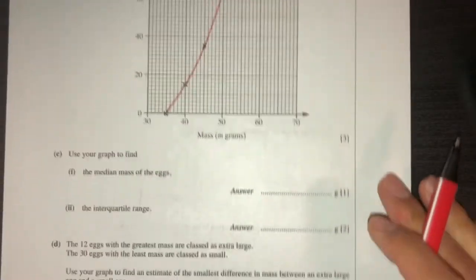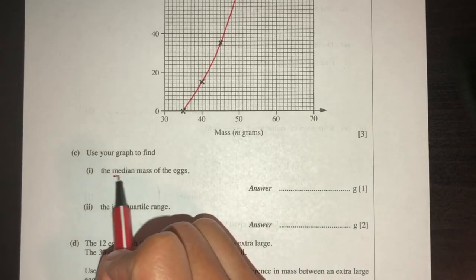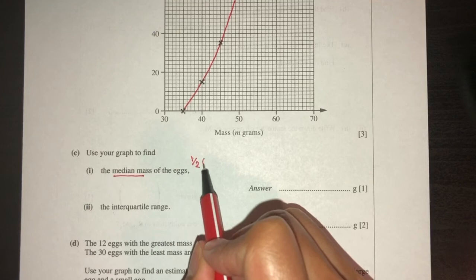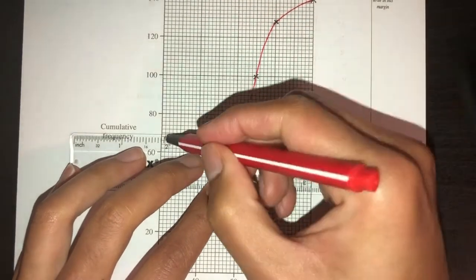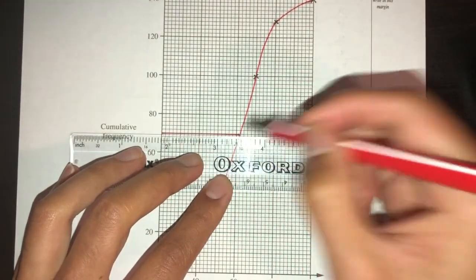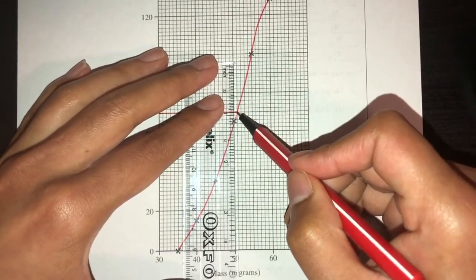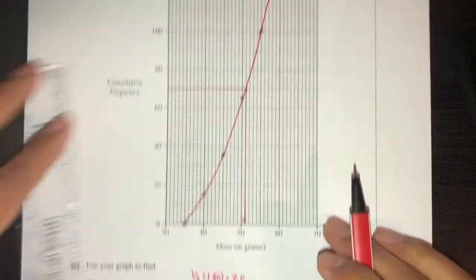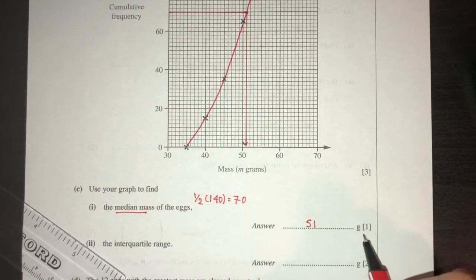Okay. Now for part C, use a graph to find the median mass. The median is half of the number of x, which is 140. That will be your 70th value. So go to your graph, go to 70, draw this line. You have to find the corresponding value for the mass. So it shows to be about 51. So according to my curve, it's 51 grams.